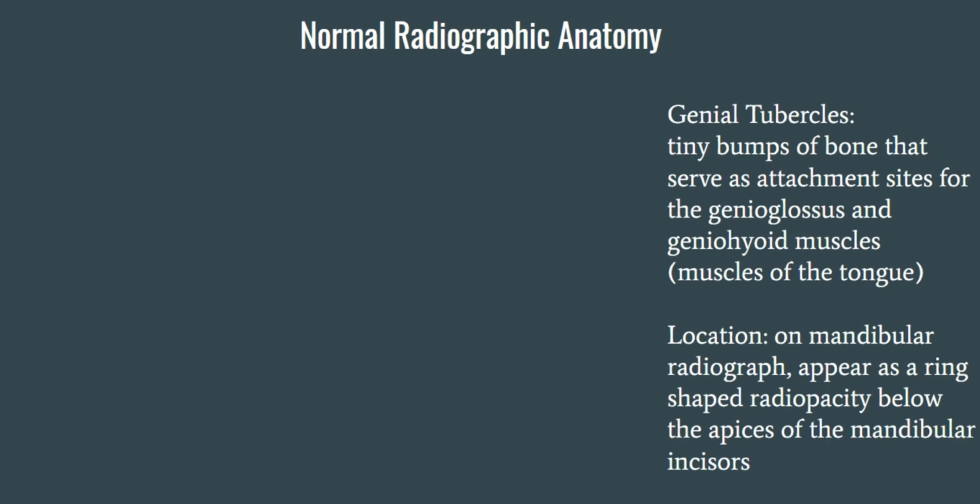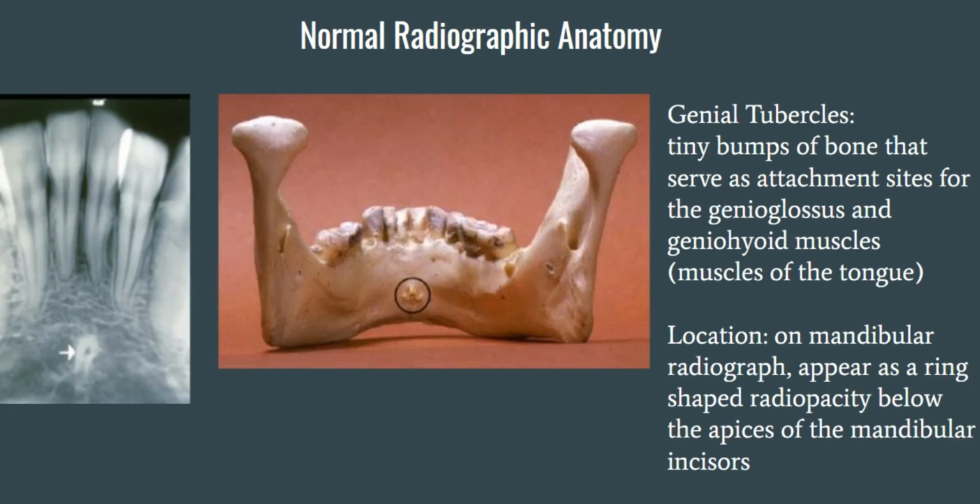The first one we have is called your genial tubercles. And these are tiny bumps of bone. So these little projections here, these tiny bumps of bone that serve as an attachment site for the genioglossus and geniohyoid muscles, or muscles of the tongue. So it's an attachment piece.